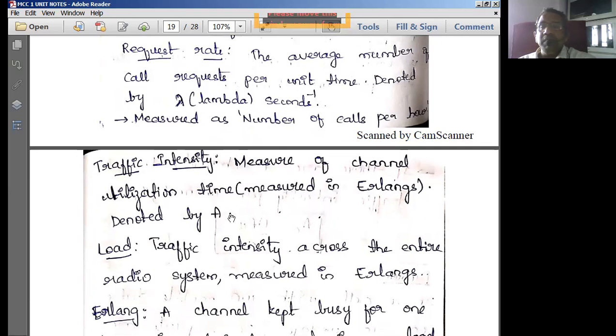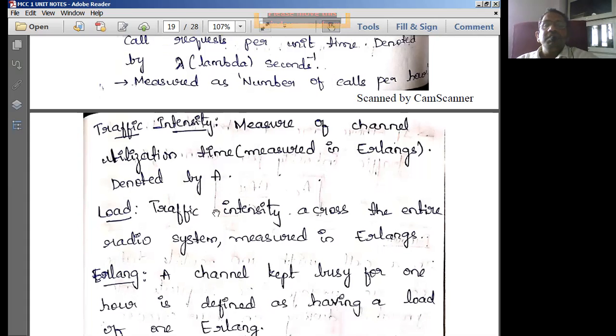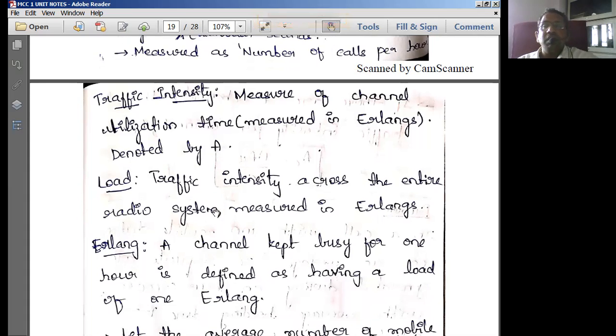So whenever a mobile unit wants to make a call, what will it do? It is normally going to make a request to the base station. The average number of call requests per unit time is simply known as the request rate. At what rate, on average, every mobile unit makes requests to the base station. That is the request rate, denoted by lambda here. It is measured in number of calls per hour.